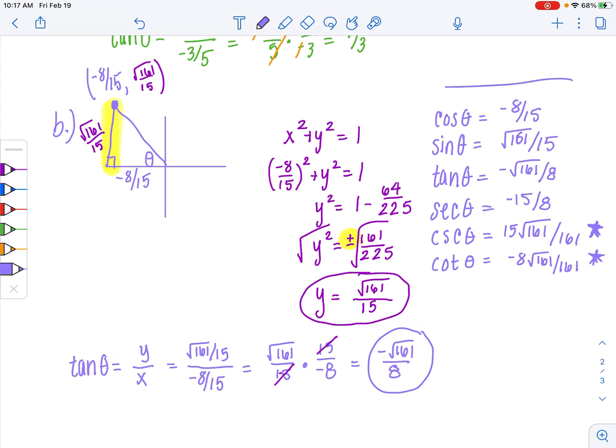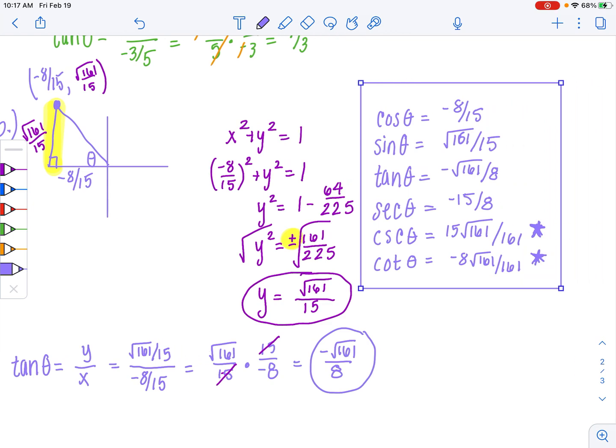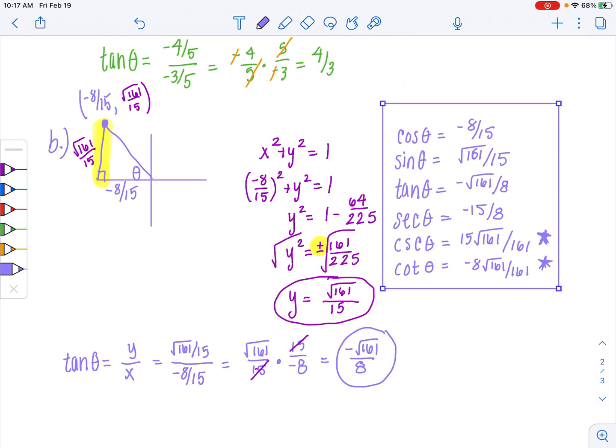If you cannot get those last two, please talk to me in class. I'll help you review rationalizing denominators. But this is what we have for day 5.